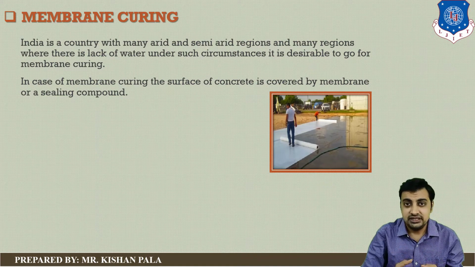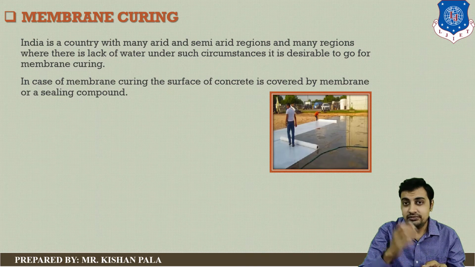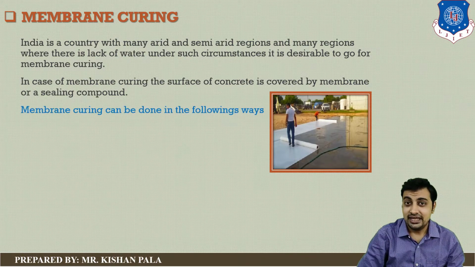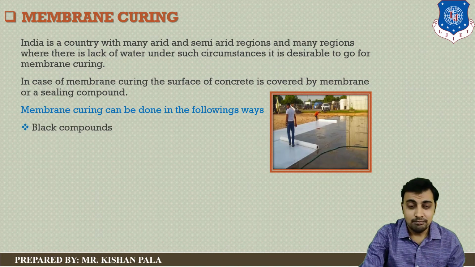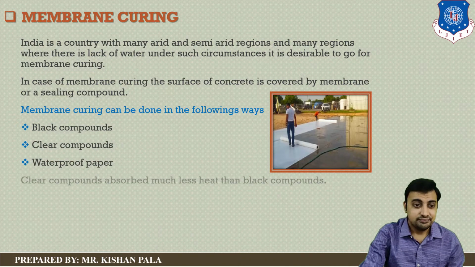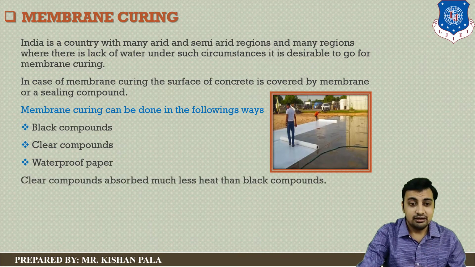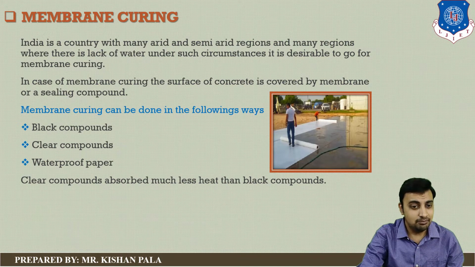The concept is this: a barrier is provided against the removal of water from the concrete mass, and this is the membrane layer. The membrane curing can be done in the following ways: black compounds, clear compounds, and waterproof paper. So with these three methods you can apply membrane curing, and the clear compounds absorb much less heat than the black compounds.